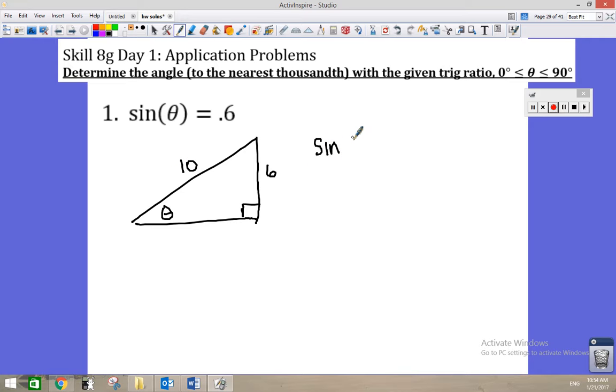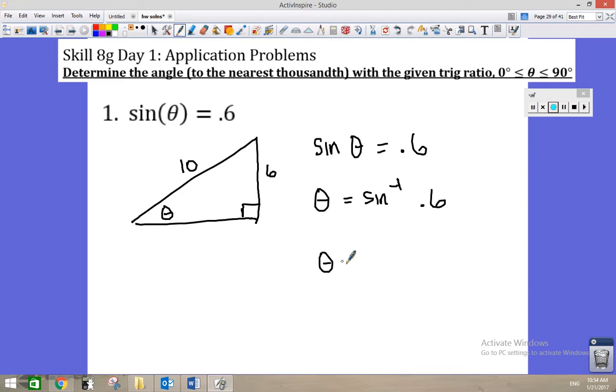And most of the time, previous to this, we have been trying to define that ratio. They give us the angle. Well, now they're giving us the ratio and asking us to find the angle. So we are finding it using the inverse sine function. This -1 does not mean 1 over sine. This is the inverse function.